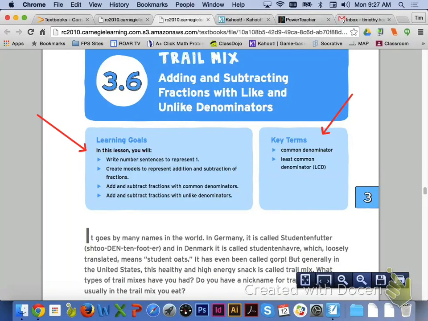Hi class, in lesson 3.6 we will be adding and subtracting fractions with like and unlike denominators. Learning targets for today, we will write number sentences to represent one whole, create models to represent adding and subtracting of fractions, and finally we will add and subtract fractions with like and unlike denominators. Key terms for today: common denominator and least common denominator, or LCD.